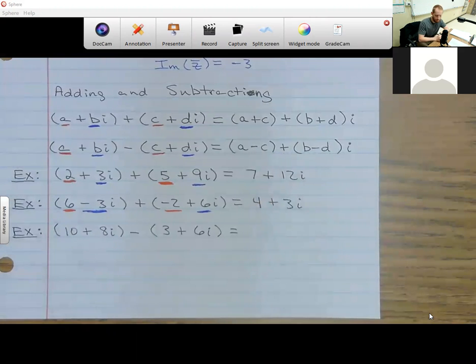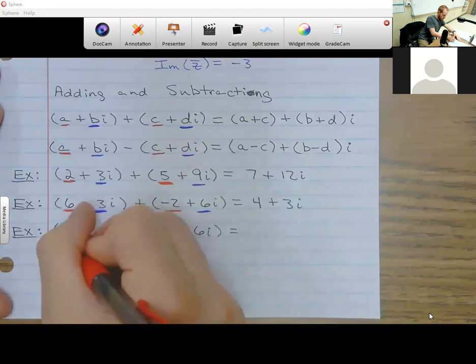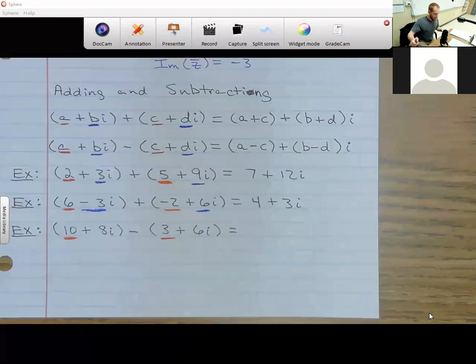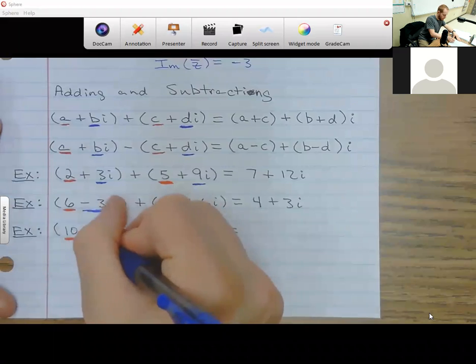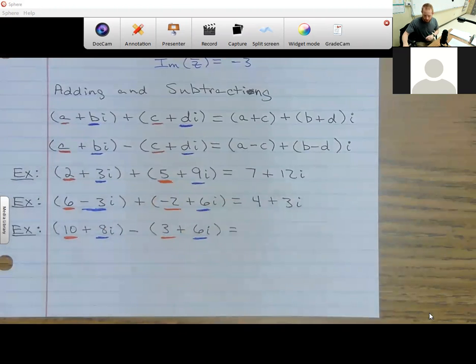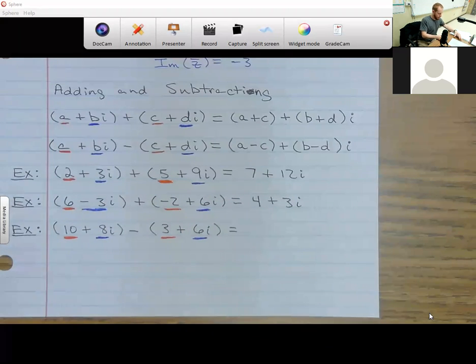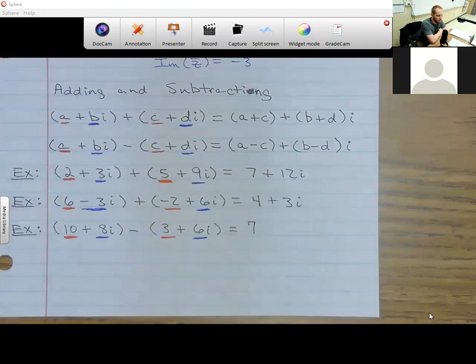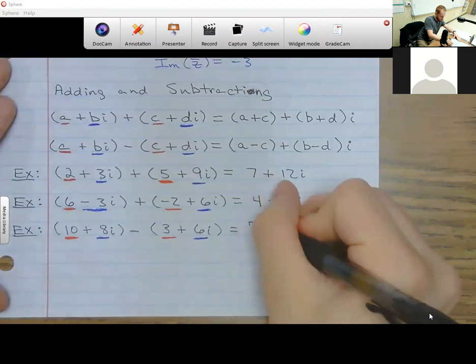Let's try a subtraction problem. I'm going to underline my real parts in red. And then my imaginary parts are going to get blue, as always. So what's going to happen here? What's 10 minus 3? Wouldn't that just be 7? So my real part is going to be a 7. But then what's my imaginary part going to be? What's 8 minus 6? Wouldn't that be 2? So positive 2i.